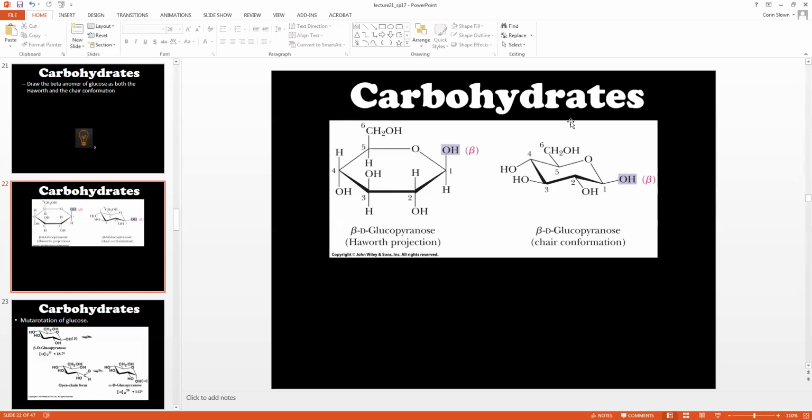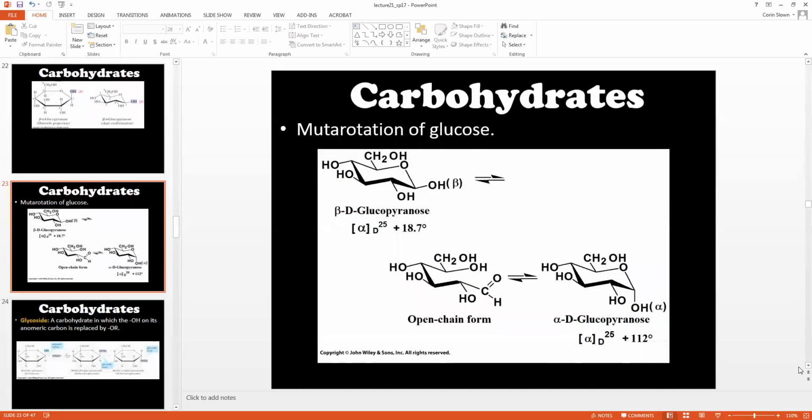Notice I could also draw this as the chair configuration. You will become very comfortable interconverting between alpha and beta D-glucopyranose, as well as drawing both the Mills, which is the wedges and dashes, the Haworth, and the chair conformations for sugars.